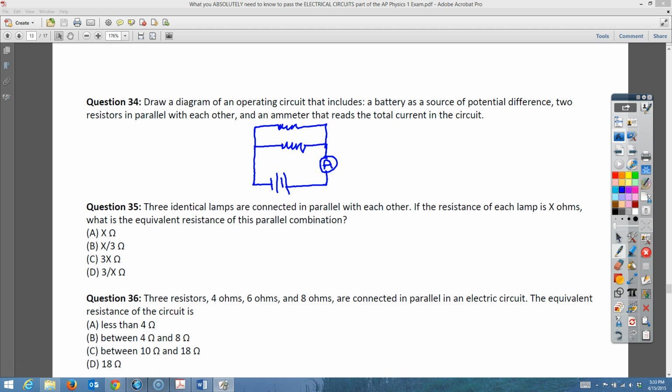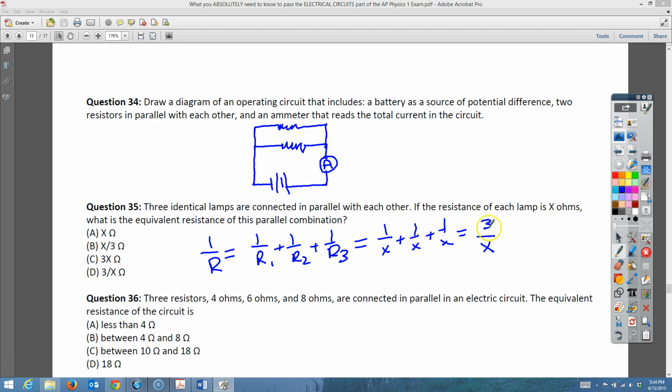Number 35 says we have 3 identical lamps. They are all connected in parallel with each other. If the resistance of each lamp is X, what is the total resistance? So here we know that 1 over R is going to be equal to 1 over the first plus 1 over the second plus 1 over the third, which is really equal to 1 over X plus 1 over X plus 1 over X, which is equal to 3 over X.